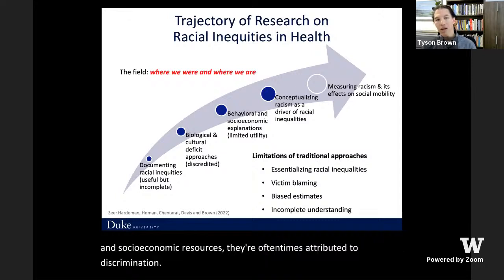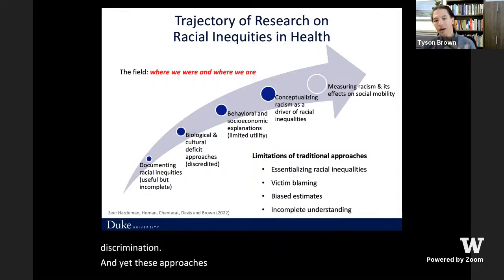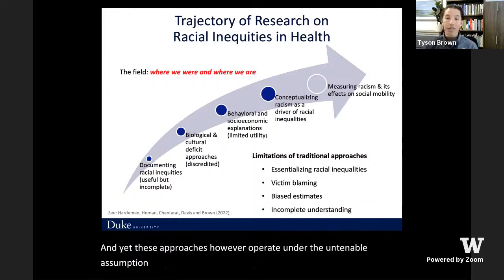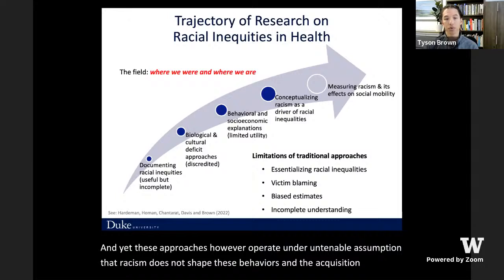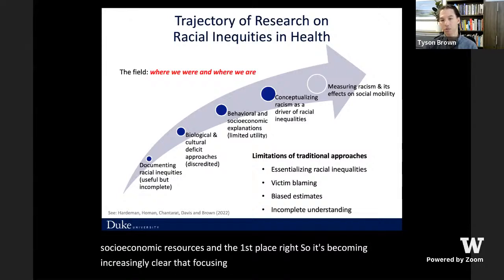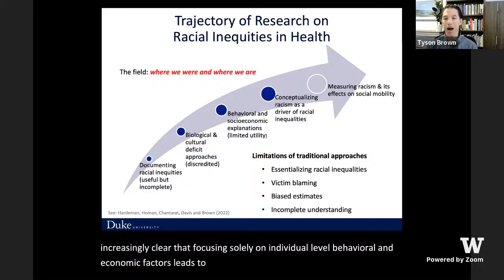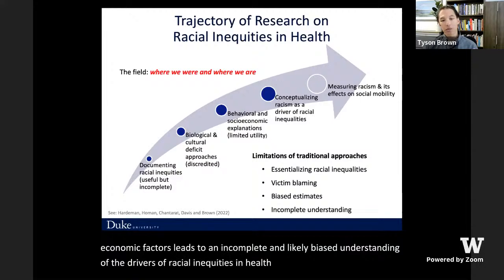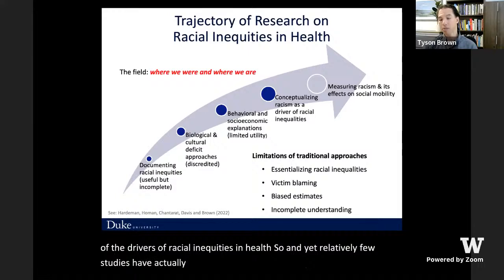And yet these approaches operate under the untenable assumption that racism does not shape these behaviors and the acquisition of socioeconomic resources in the first place, right? So it's becoming increasingly clear that focusing solely on individual-level behavioral and economic factors leads to an incomplete and likely biased understanding of the drivers of racial inequities in health. And yet relatively few studies have actually empirically tested this proposition.